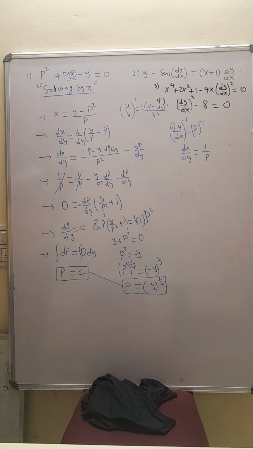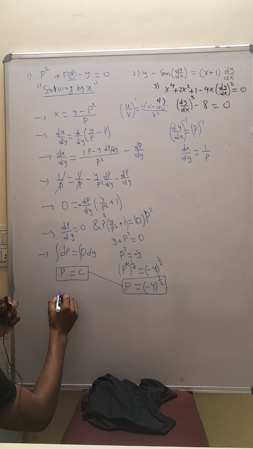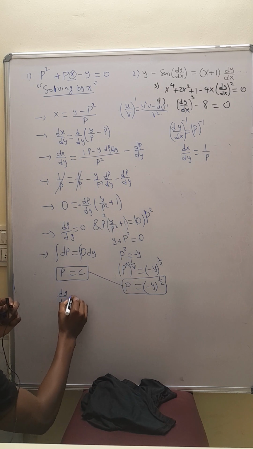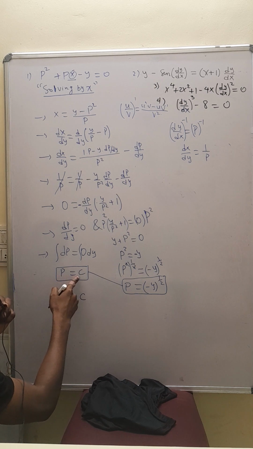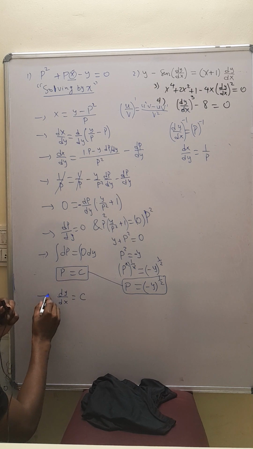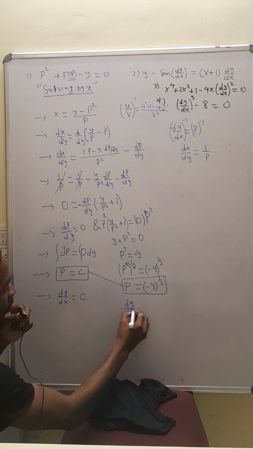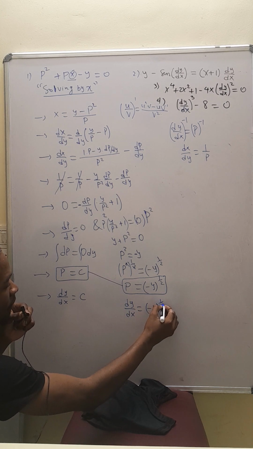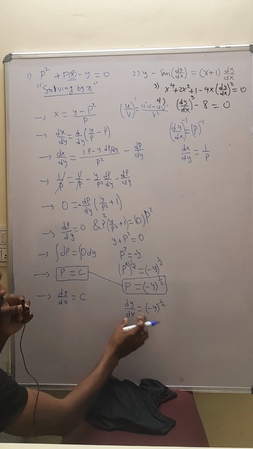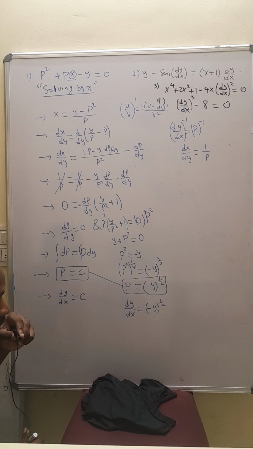After finding this, as we learned before, from here we can solve this equation. dy/dx is equal to c. Can you see? So p is equal to c, so dy/dx is equal to c. We have to go back in here, and also dy/dx will be equal to minus y raised to 1 by 2. And here we can solve this equation and go on. Nice?